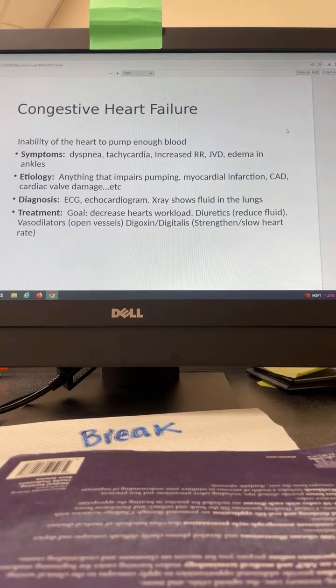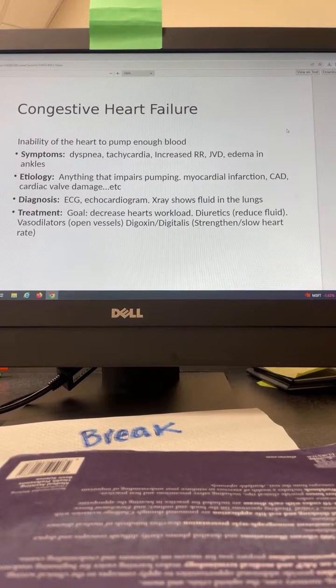Also edema. Anybody know what edema is? Swelling. Yep. So the fluid's going to hang out in those ankles just because of gravity, right? So the fluid's going to fall down to the extremities just because the heart isn't pumping everything effectively. So gravity's going to pull that fluid down, keep it in those ankles. What's causing this? Anything that impairs the pumping ability of the heart.